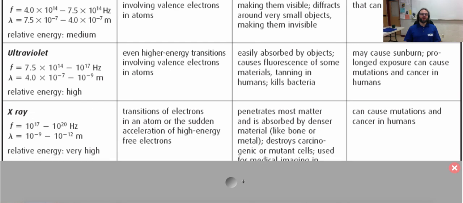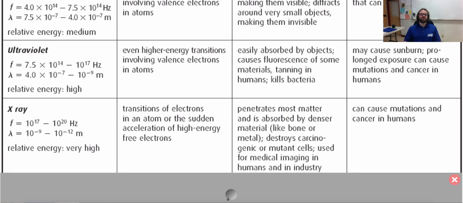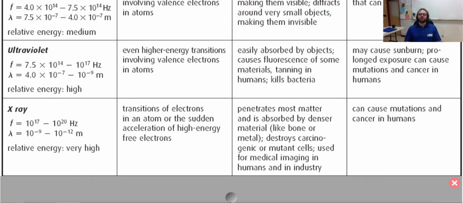Then we're going to go into X-ray, which is very high energy. So it is transitions of electrons in atoms or the sudden acceleration of high energy free electrons. This penetrates most matter and is absorbed by denser materials like bone, metal, and so on. It destroys carcinogenic or mutated cells. It is used for medical imaging in humans and in industry.